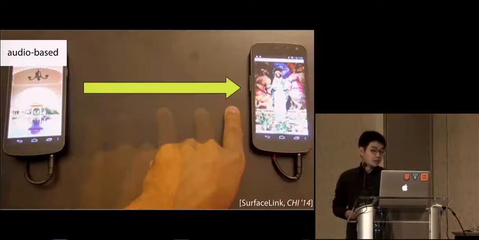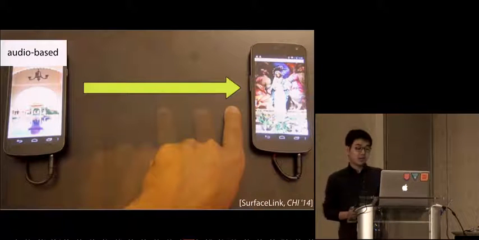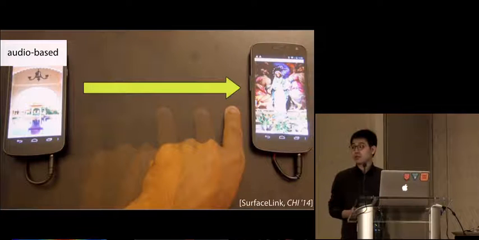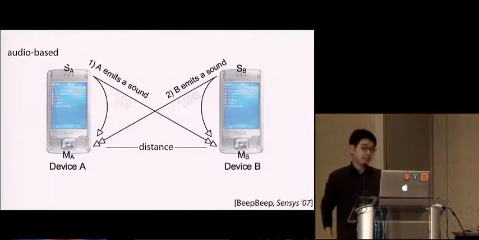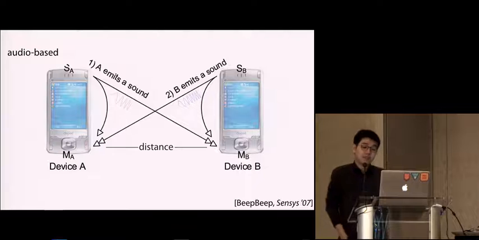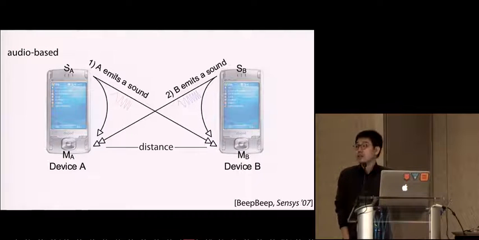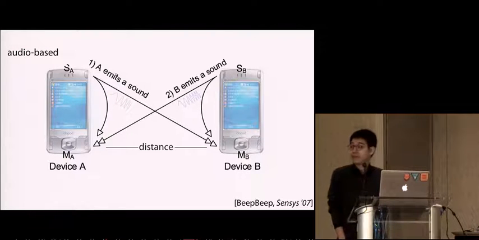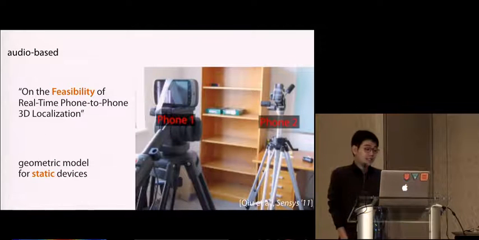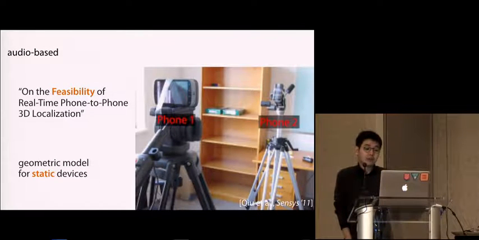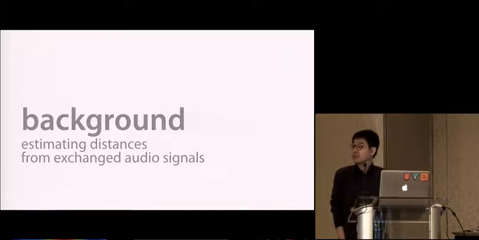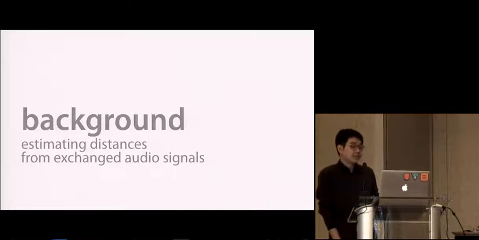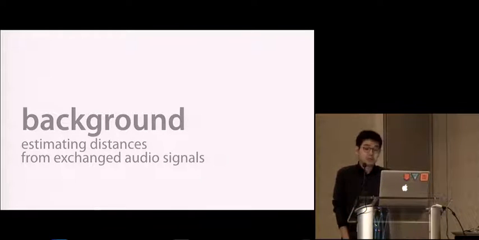For audio, SurfaceLink detects the sliding gesture on the table using inertial and acoustic sensing, and BeepBeep detects distances between the mobile devices by exchanging the audio signal back and forth. The same authors also explore the feasibility of phone-to-phone 3D localization with a static calibration and a static device mounting. Tracko detects the distances between the mobile devices by exchanging the audio signal.